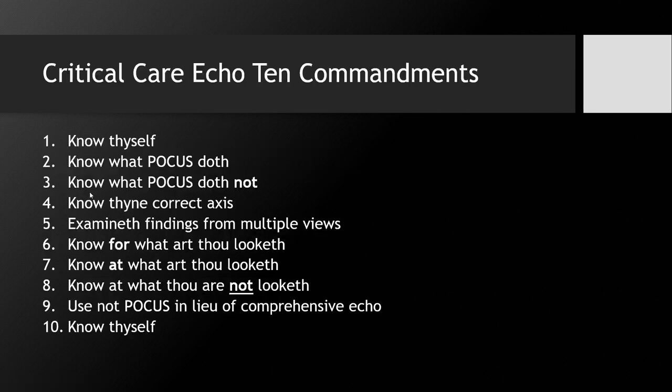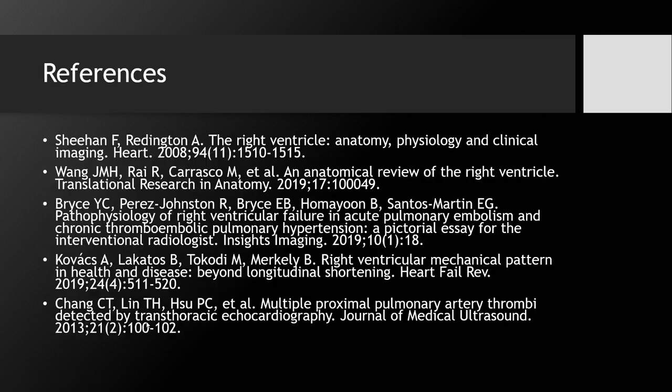You can freeze if you want to read some of these critical care echo 10 commandments, but they mostly mean that you have to know what you're capable of, what your skills are. You have to know what echo is and is not capable of, and make sure that you're on the right axis. Always see a finding from multiple views. Know what you're looking for, know what you're looking at, know what you are not looking at. What segments are just not in this view? Don't use POCUS instead of comprehensive echo, and reiterate that you should really know your abilities before making significant calls based on critical care echo.